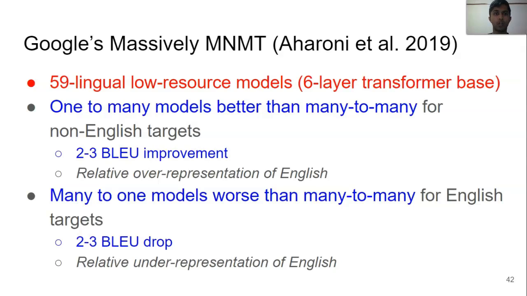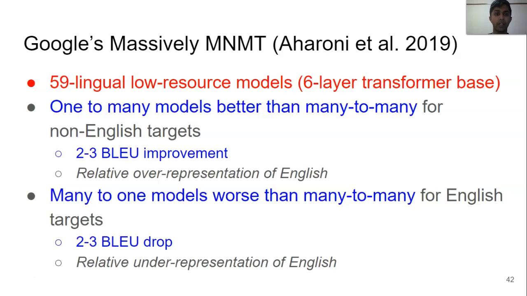They saw that one-to-many models were better than many-to-many models for non-English targets, where they saw a 2 to 3 BLEU improvement over the many-to-many models. The reason for that was the relative overrepresentation of English, because in many-to-many models, English was on the source side as well as on the target side.